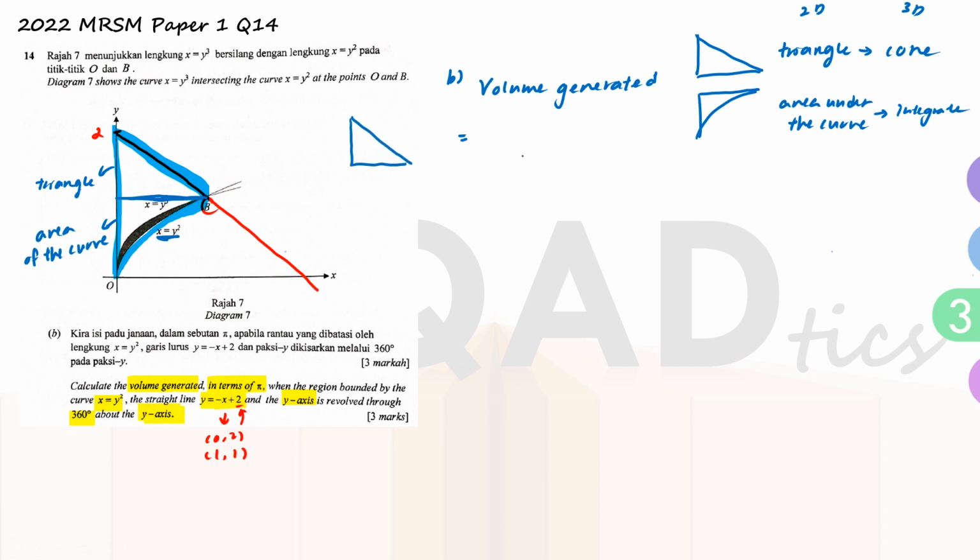So for the first shape, we use the cone equation, which is 1 over 3 pi r square. So the r would be this length, which is 1. And for the height is also 1 from this diagram.